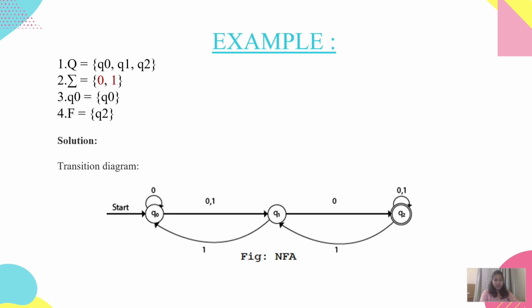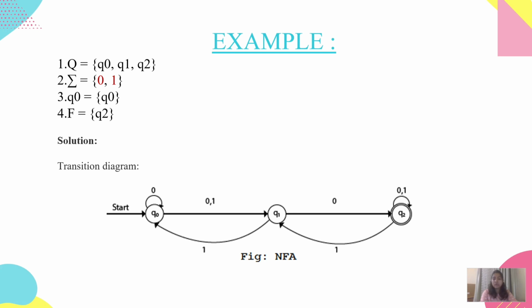In the transition diagram, now let's consider Q0 is the current state. So for an input 0, Q0 can traverse from Q0 to Q0 and Q0 to Q1 with an input symbol of 0. So for an input symbol of 1 from Q0, it can go to Q1.